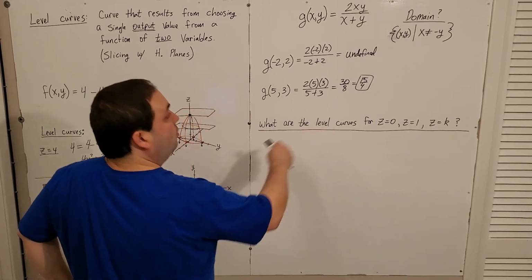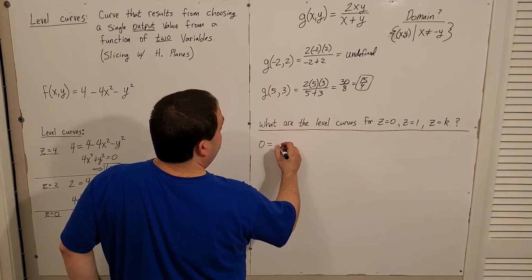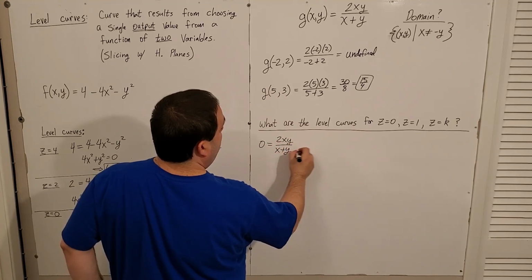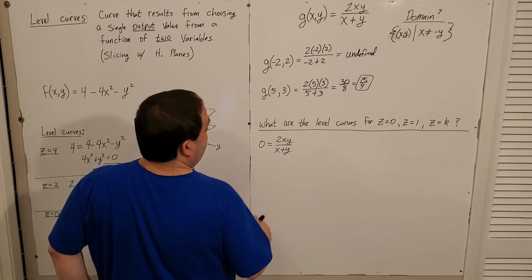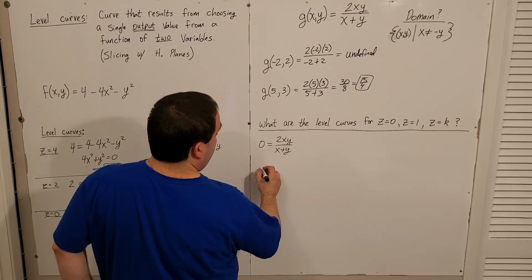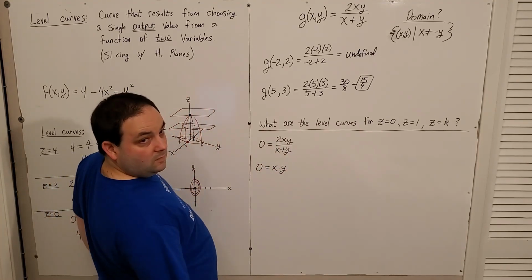Okay, so let's start with z equals 0. 0 equals 2xy over x plus y. If I multiply both sides by x plus y and divide by 2, I'm getting 0 equals x times y.